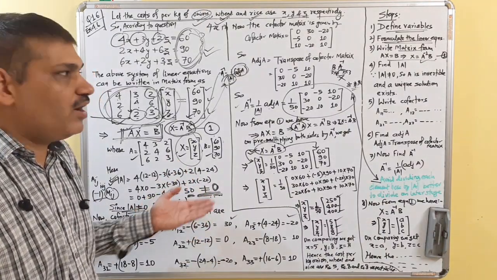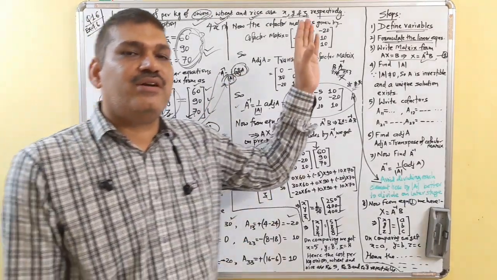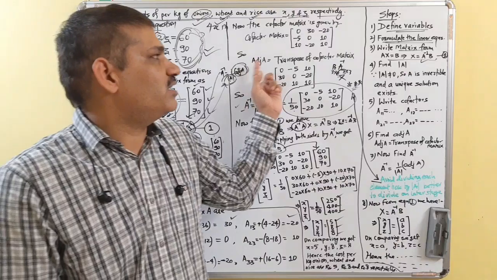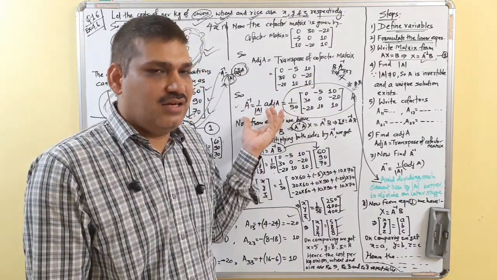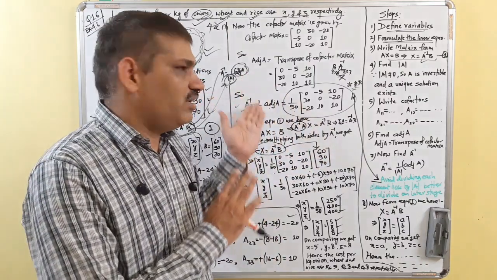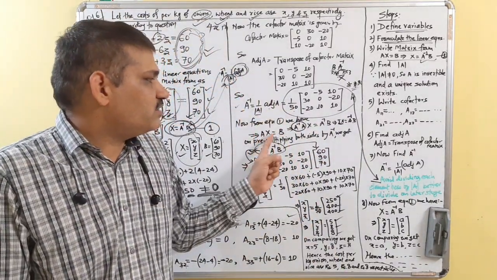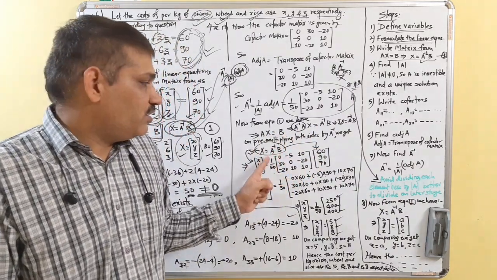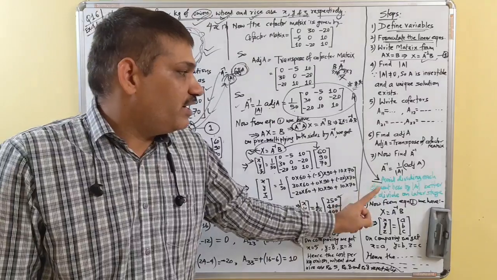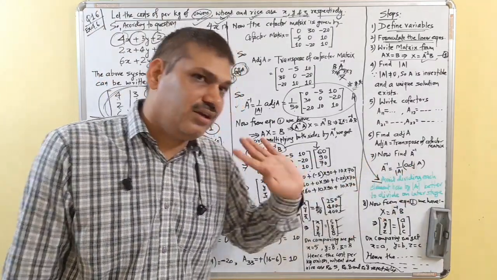Now to find adjoint A, what we do? We find all the cofactors, we write the cofactor matrix. The transpose of cofactor matrix is adjoint A. Adjoint A divided by determinant A gives A inverse. That we have done, we have found A inverse in the previous exercises. So now finally Ax is equal to B will give us X is equal to A inverse B. We put A inverse, avoiding dividing each and every term by determinant A.